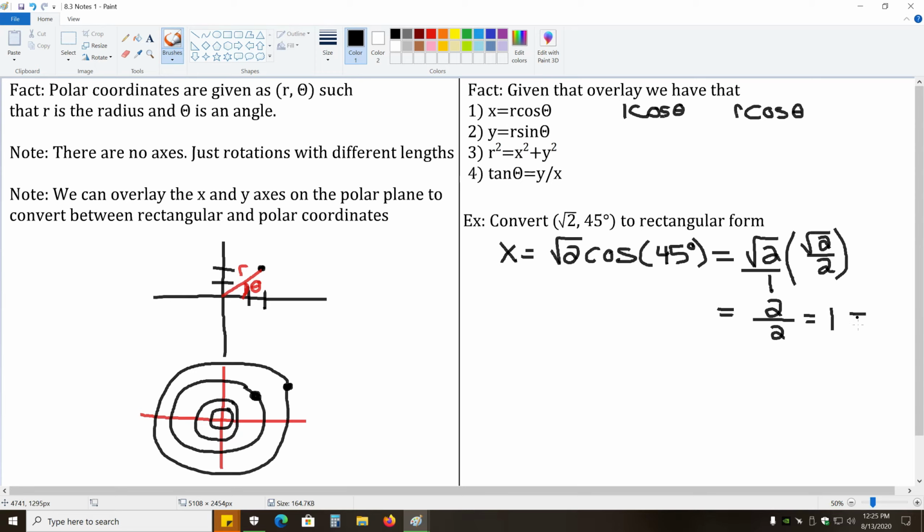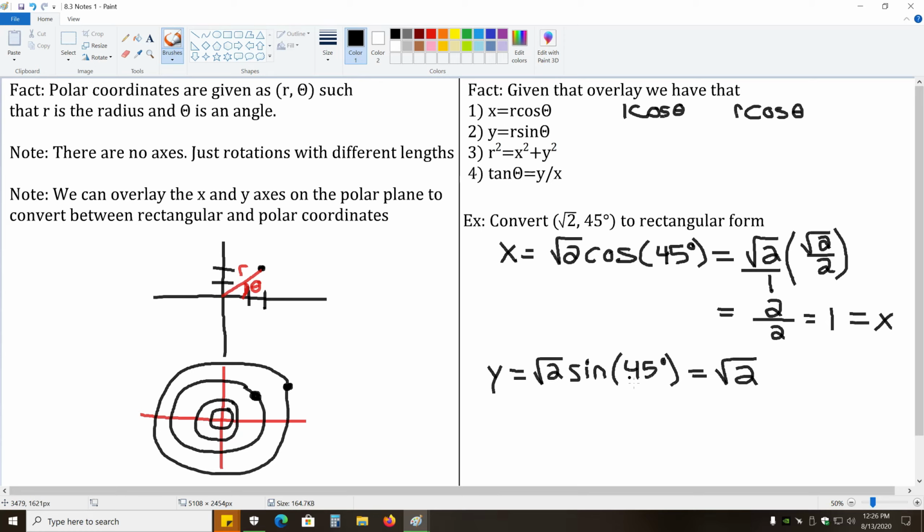So x equals 1. Now let's find y. So y equals r sine theta, which gives us the square root of 2 times sine of 45 degrees.